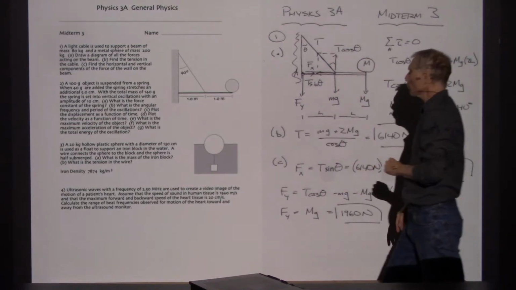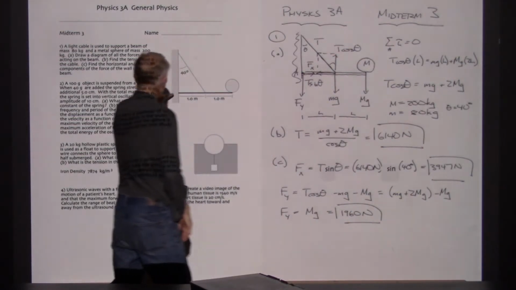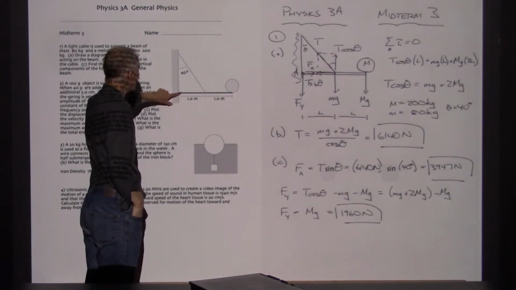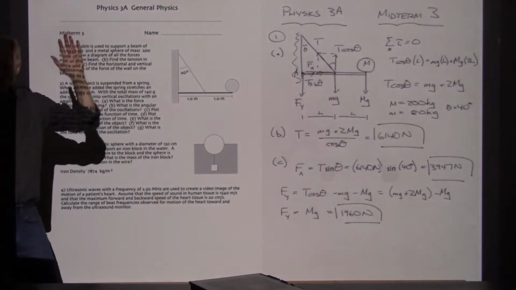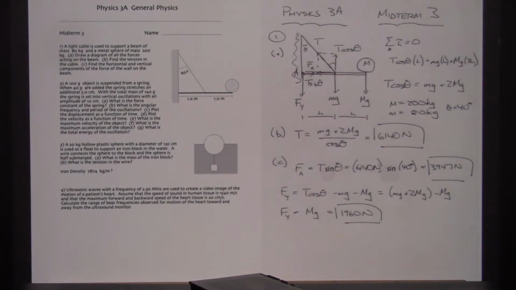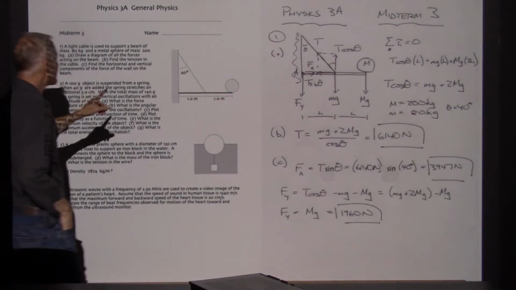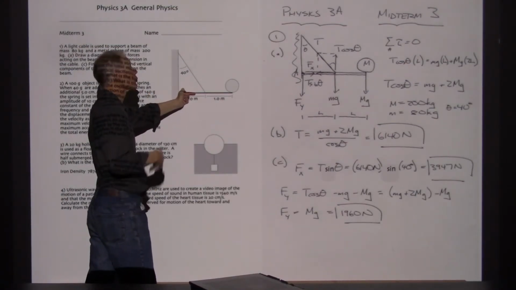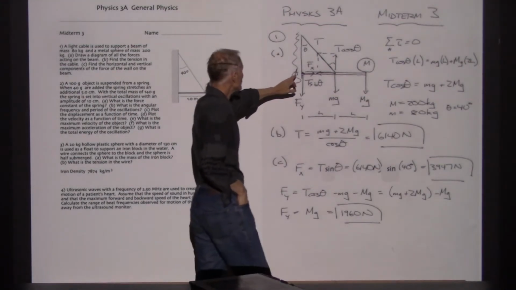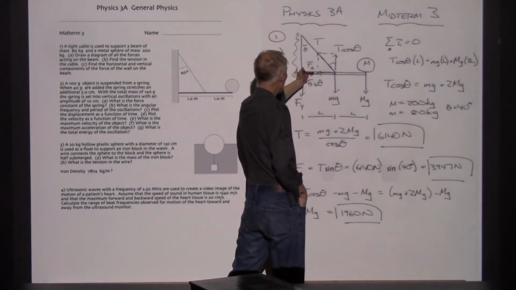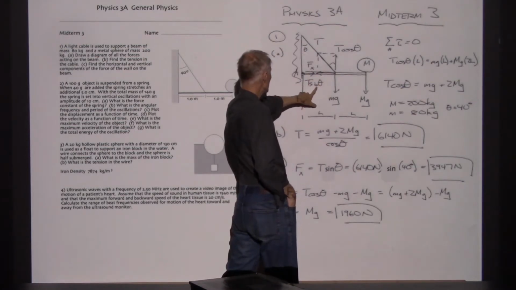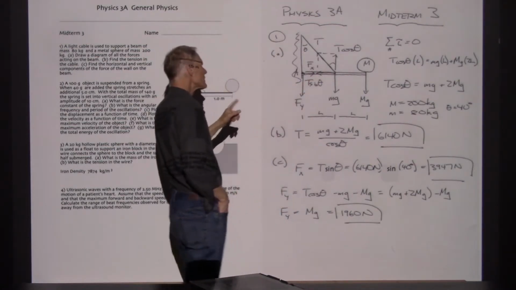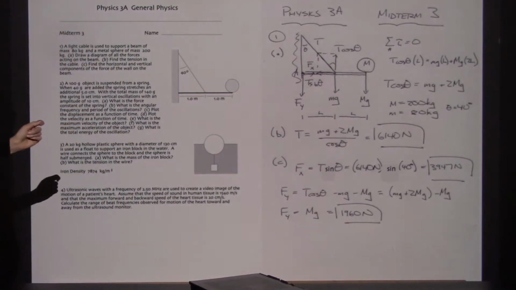Now we've looked at these kind of problems before, and what we always do is we put a hinge right here, which allows the beam to kind of move. So what we're going to say here is there needs to be a force of the wall pushing the beam outwards to offset t sine theta.